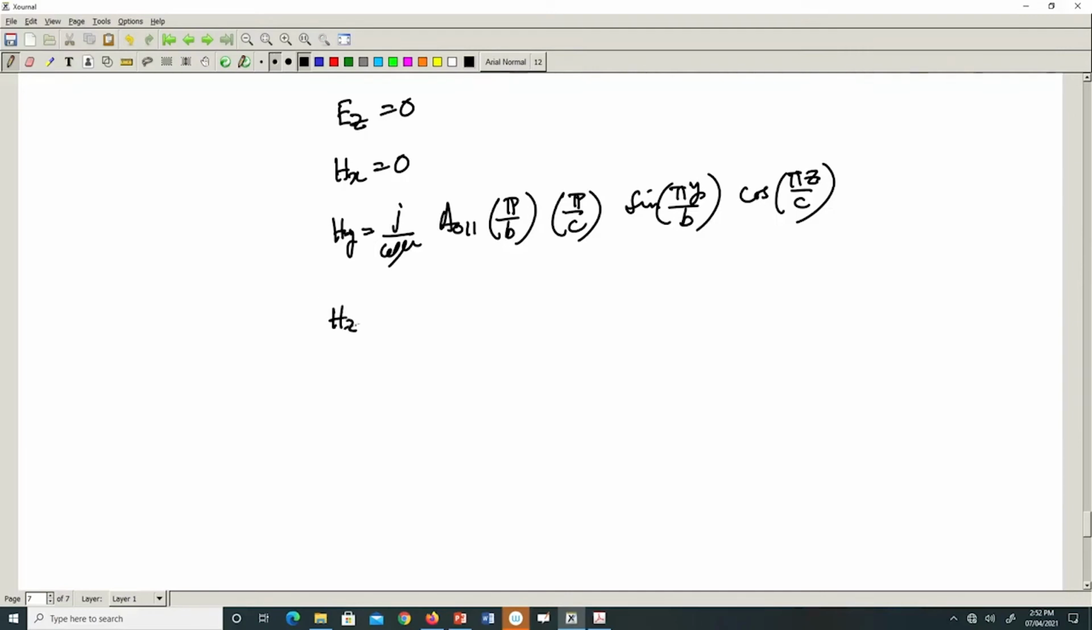And H z as pi square by j omega mu b square, A 011, cos pi y by b, sin pi z by c. So, from this the average stored electric energy can be evaluated inside the cavity.